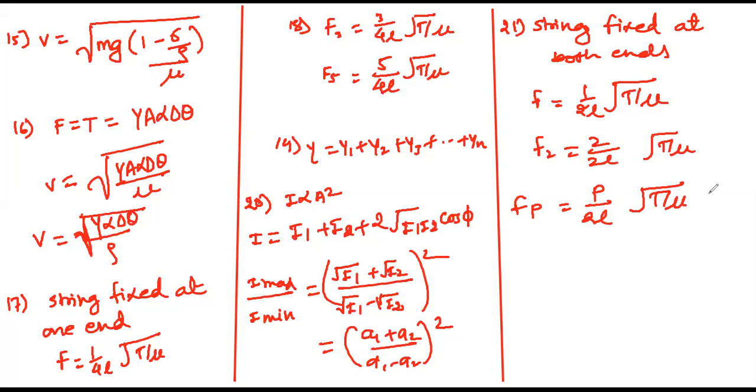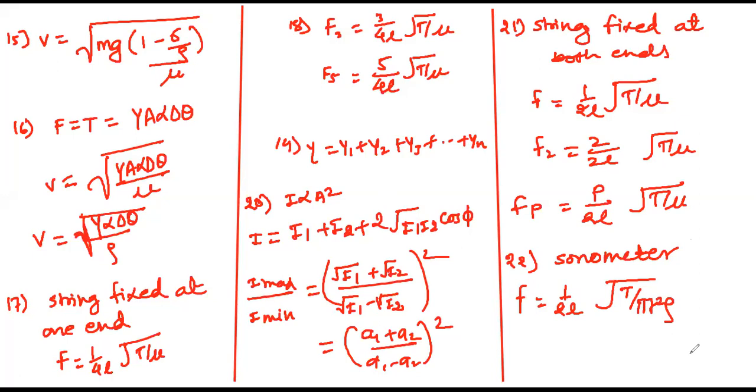Next is sonometer. For sonometer, frequency f is equal to 1 by 2l under root of e divided by πr² into ρ. Note down this.